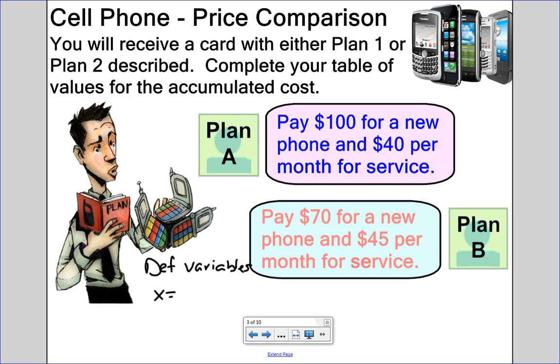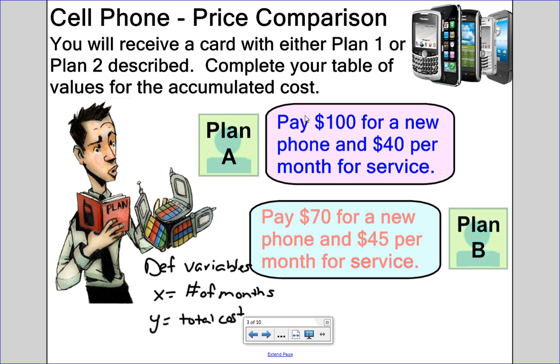I'll go with X and Y. Y is going to equal my total cost. What's X equal? What do we have to pay for each time? Do you pay for the phone each month? The service fee, right? So X is going to be the number of months.